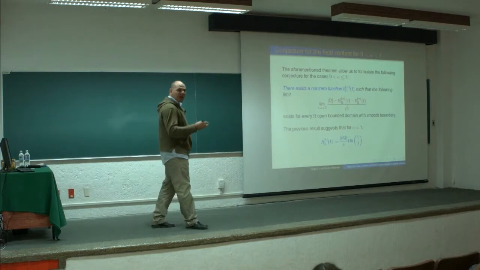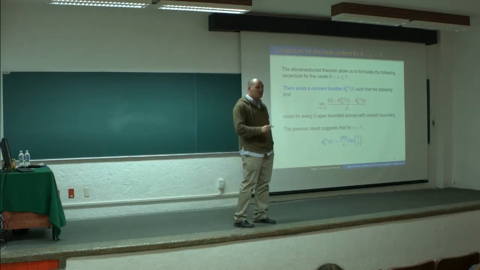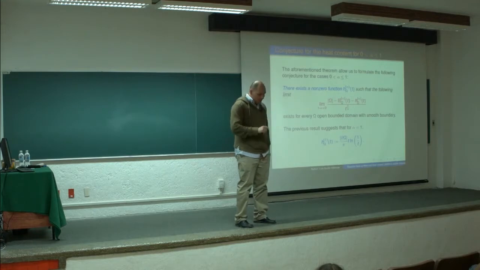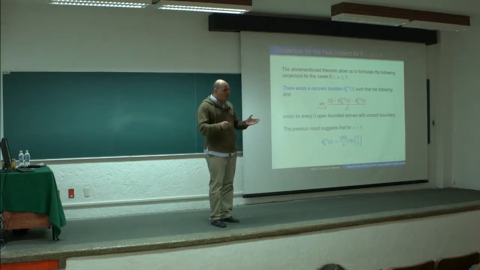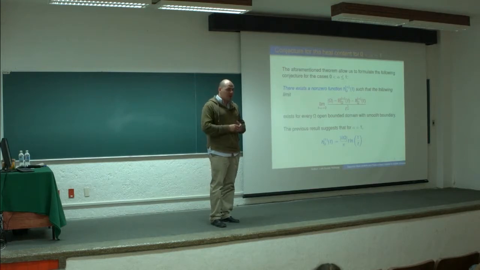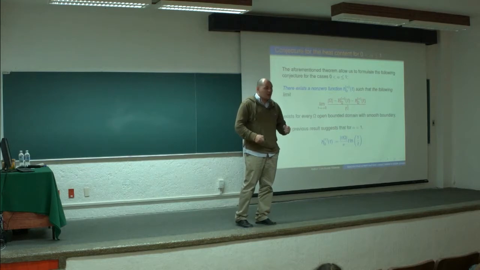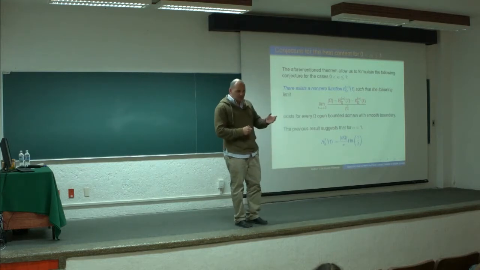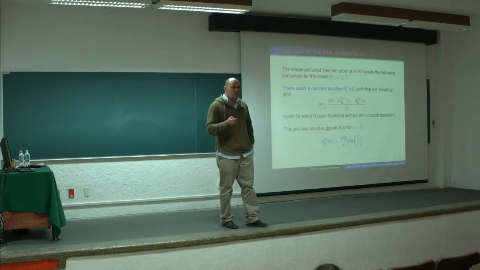So the result that I have brought to you today is to prove that the conjecture for the Cauchy process is true. Unfortunately, I don't have the result for every open bounded domain with a smooth boundary. I only have the result for a certain class of sets. But I believe that sets with a smooth boundary are contained there, and there is some future work to do that.